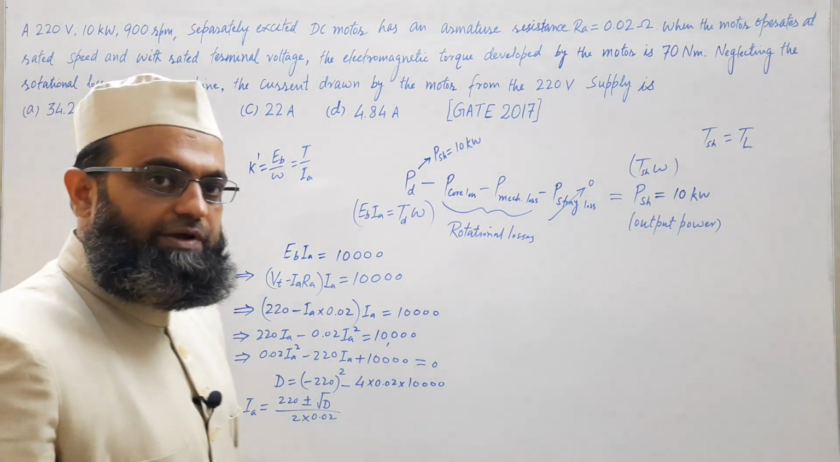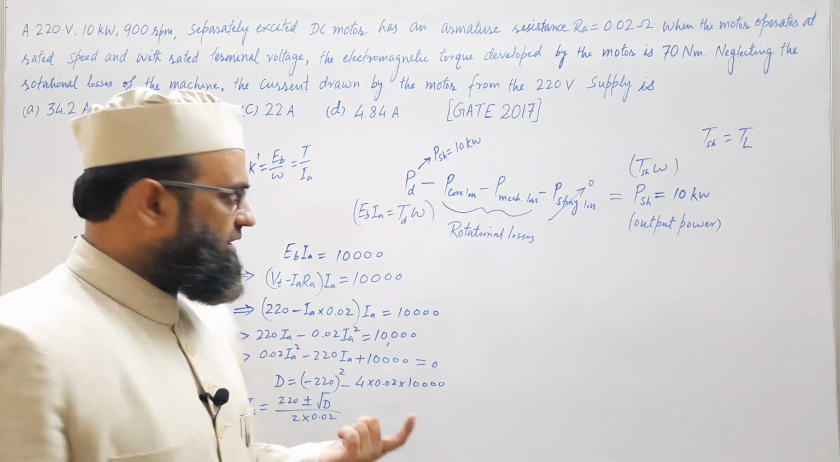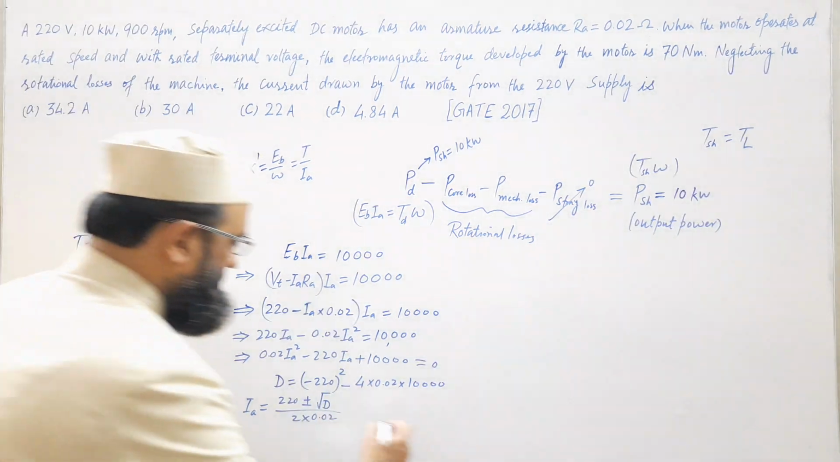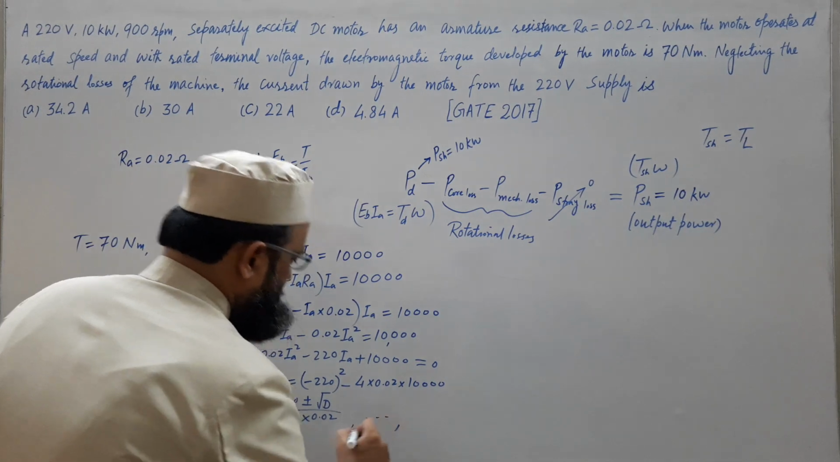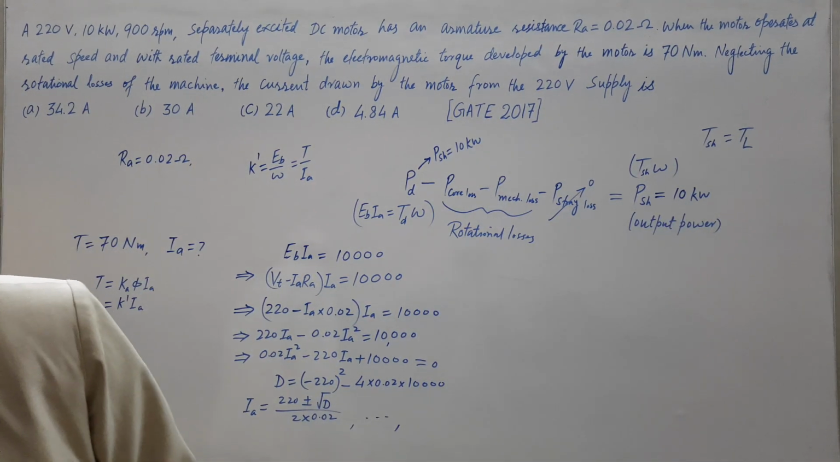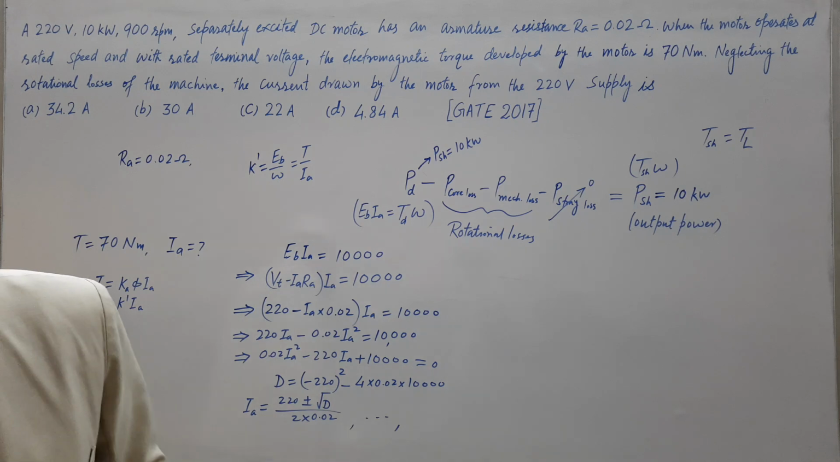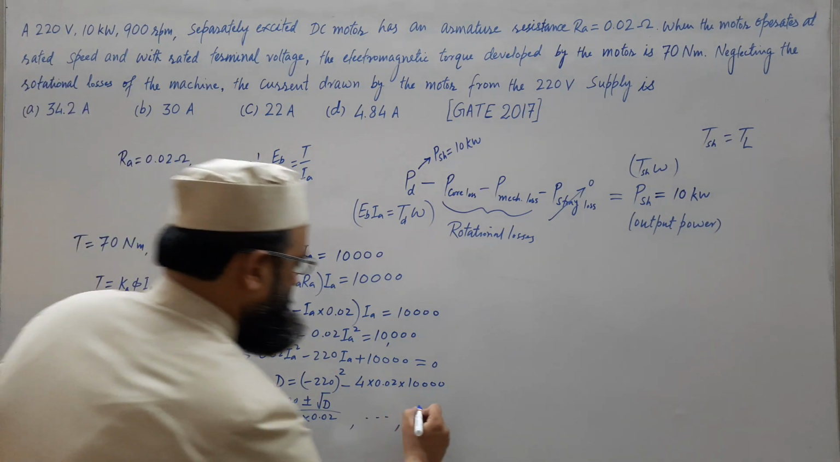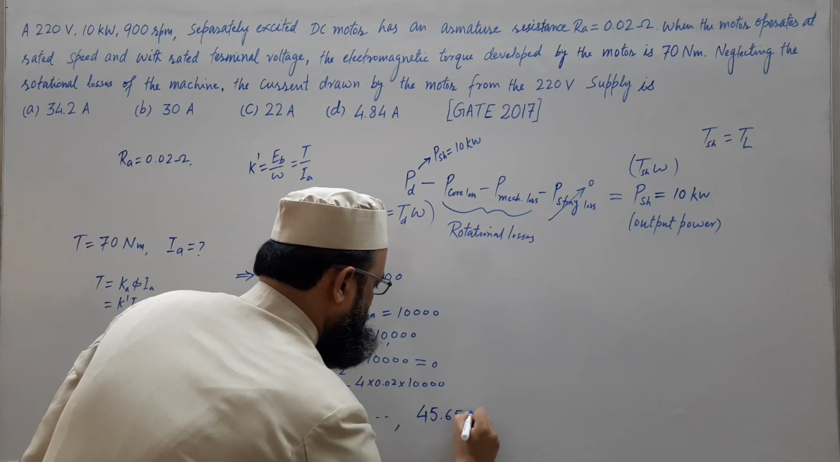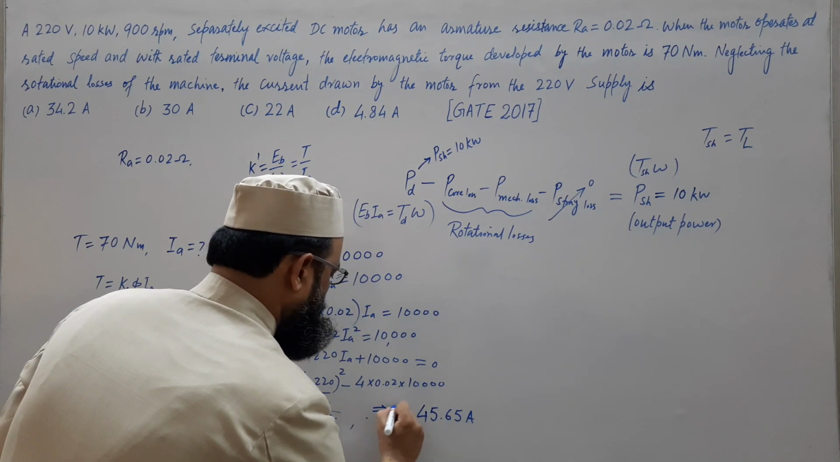Two values can't be there, right? Only one armature current will be there. So the armature current within range will be accepted. So ignore the inappropriate value, and the appropriate value, in my calculation, is coming out to be 45.65 ampere. That is Ia.